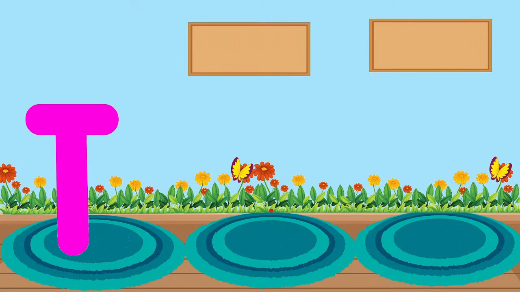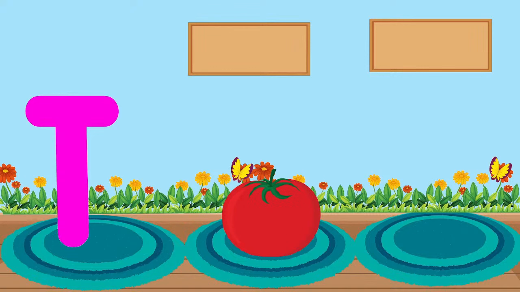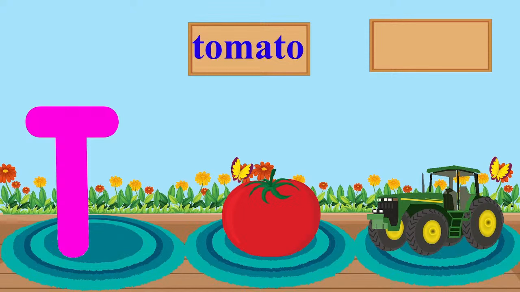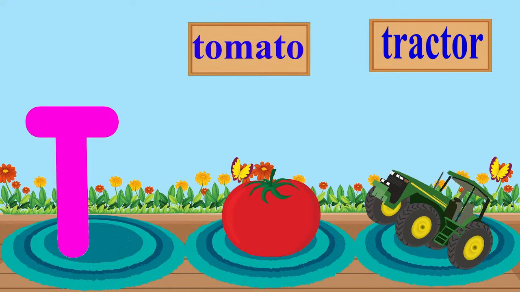tomato. T is for tractor, tractor. T is for tomato. T is for tractor. U is for umbrella.